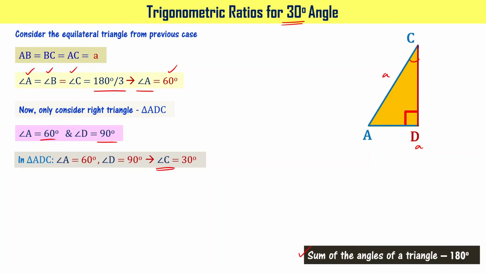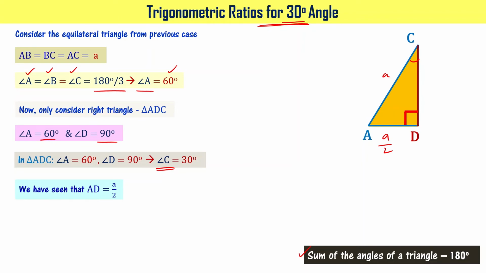Now we have 30 degrees angle. Okay, trigonometric ratios for 30 degrees angle we want to write, right? For that reason, we want to have 30 degrees angle in the triangle of our interest. Now in triangle ADC, angle C is 30 degrees, right? We have seen that AD equal to A by 2 units, right? Because it is part of AB in the triangle ABC, right?